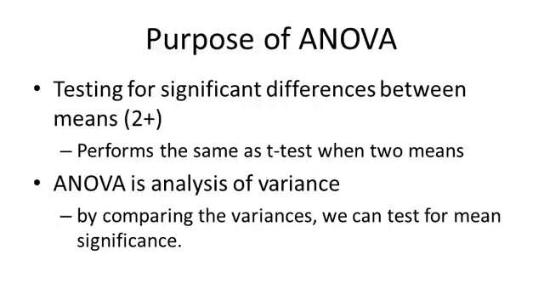So first, let's just get a sense of what the purpose of ANOVA is. Basically, ANOVA is when you want to test if there is a significant difference between two or more means. When it's just two means, you might as well just do a t-test, but you can imagine a case where you have three conditions and you want to know is there any significant difference between those three. ANOVA stands for analysis of variance, and by comparing variances we can test for the mean significance.